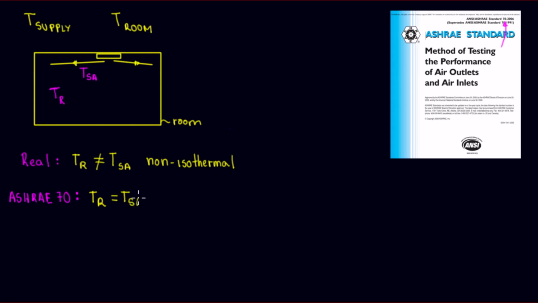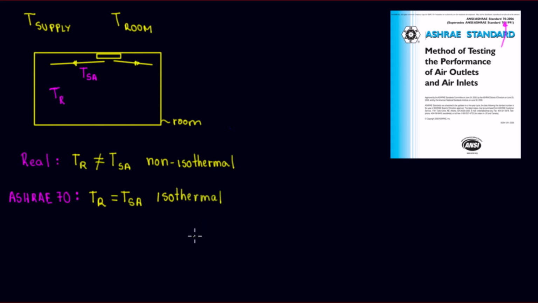Right? Of course, it's not going to be the same, because we have winter, we have summer. If it would be the same, there'd be no need for AC. So in winter, this is going to be cold. In summer, this is going to be hot, right? So it's not the same. So this is the real situation, and that's called non-isothermal. But ASHRAE 70 makes the assumption that TR, which is room temperature, is equal to the temperature of the supply. So this is what we call isothermal conditions.